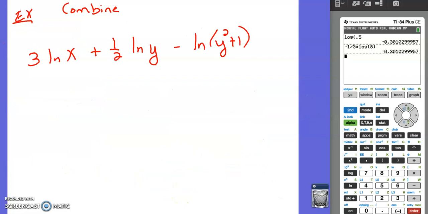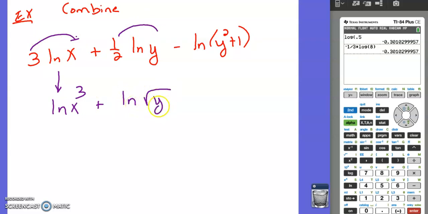All right, so now let's put it all together in a problem where I ask you to combine all this. Well, look at it as a separate problem. So this could be ln of x cubed. Remember, the exponent can go up front. Same thing here. This is ln of y to the 1/2, which is the same thing as the square root of y. And notice here you have just ln of parentheses y squared plus 1.